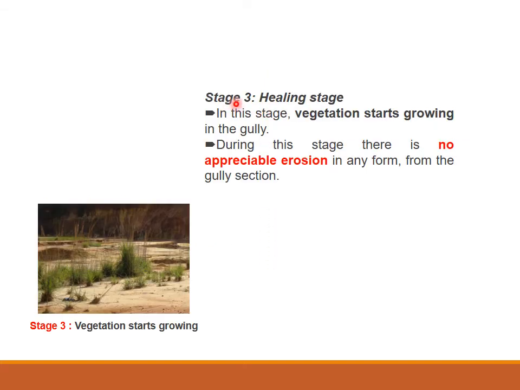Then the third stage is the healing stage. In the healing stage, vegetation starts to grow. See in this image, the vegetation starts to grow in the healing stage, and the erosion will be arrested, or it will be negligible. Very small erosion will be there.